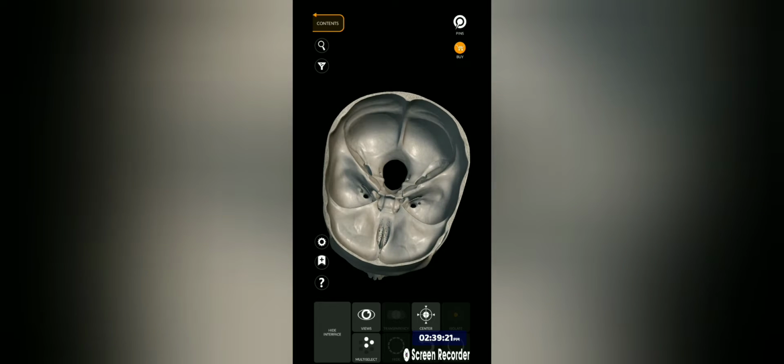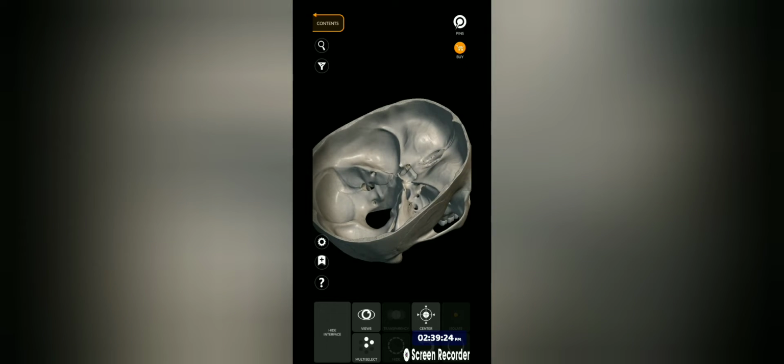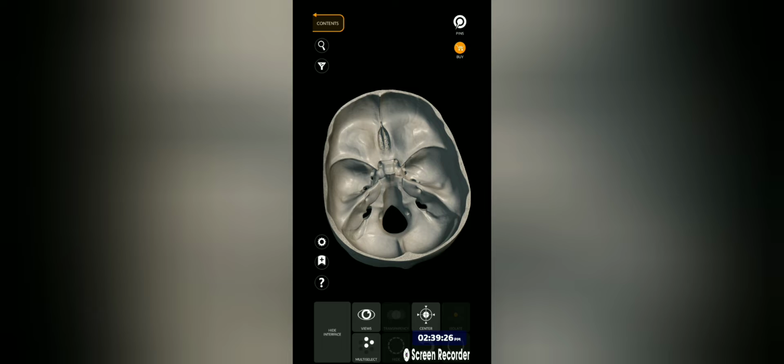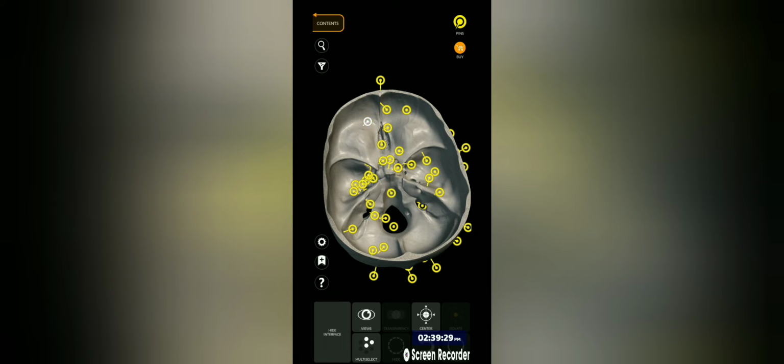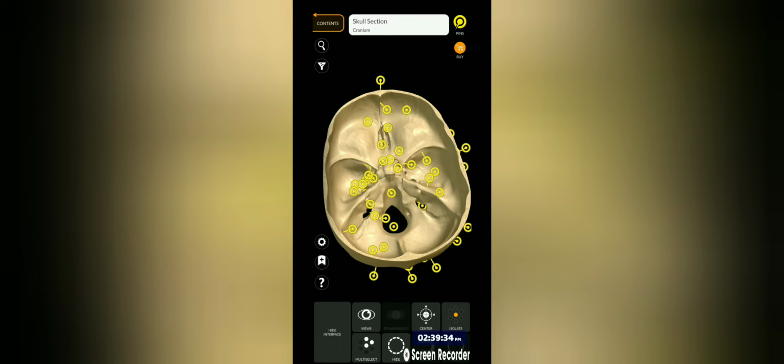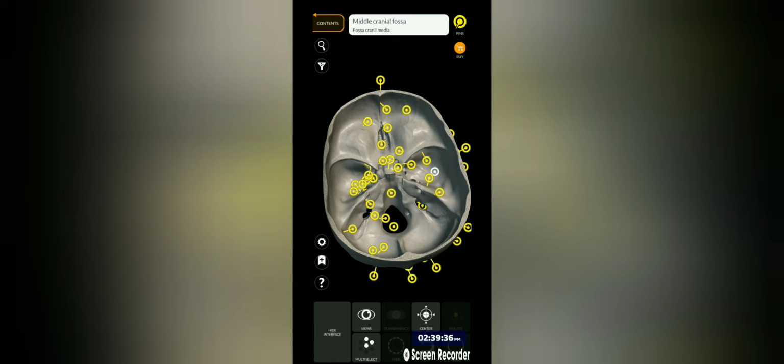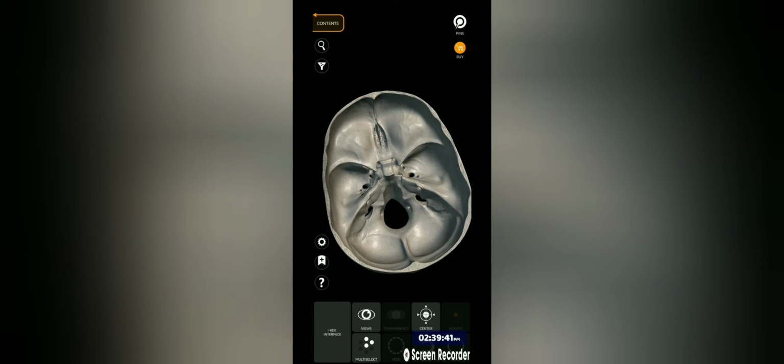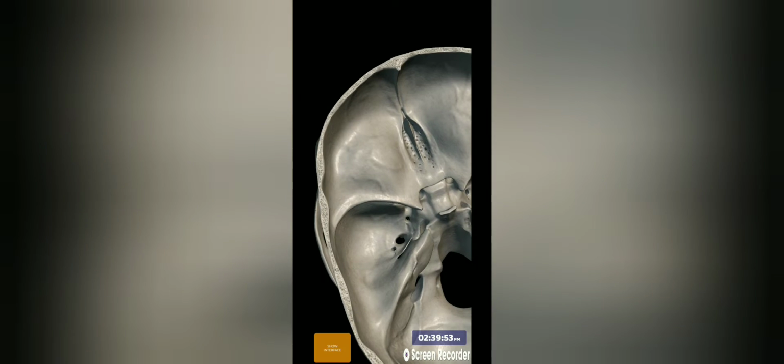See, this one is the internal surface of the cranial base, which is subdivided into three parts: the anterior cranial fossa, the middle cranial fossa, and the posterior cranial fossa. Now you can easily visualize. This one is the anterior cranial fossa, this one is the middle cranial fossa, and this one is the posterior cranial fossa.